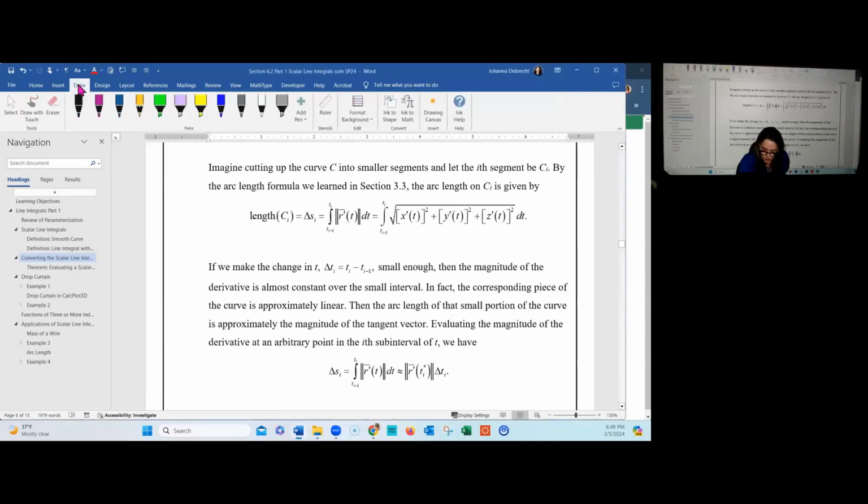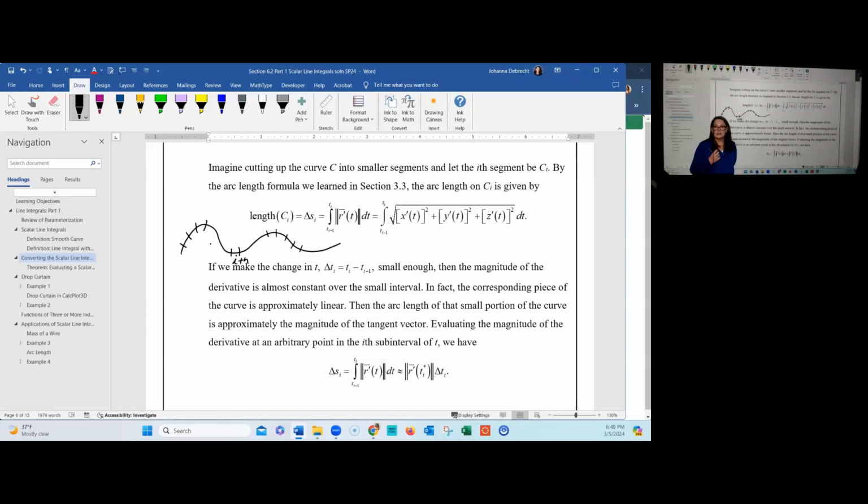So let's go ahead and draw a curve and represent what we're talking about. So we have a curve, and what I'm going to do is cut the curve up. And if I keep cutting the curve up all the way across, then let's say that this one right here is the ith subsection. So this is my ith cut of the curve, and the curve is produced starting on the left with t equal to a and stopping on the right with t equal to b.